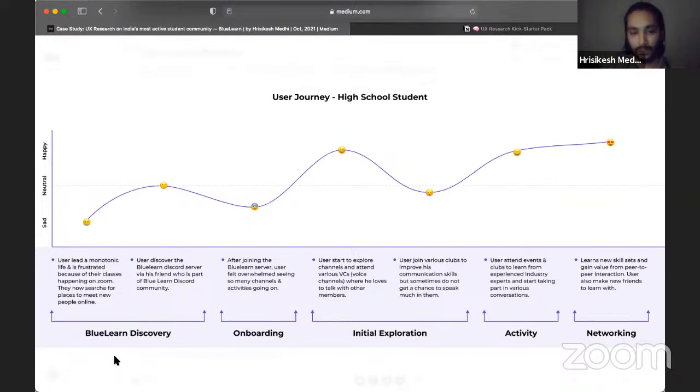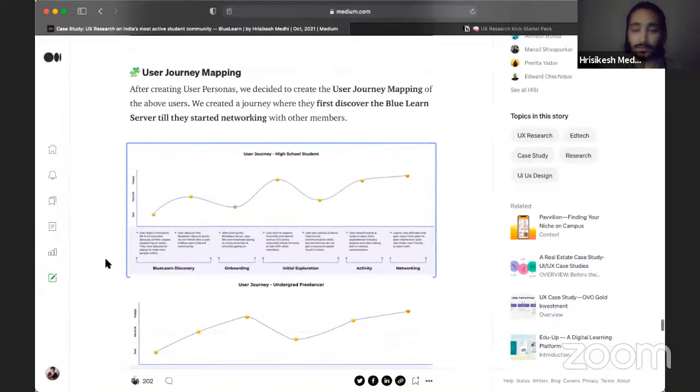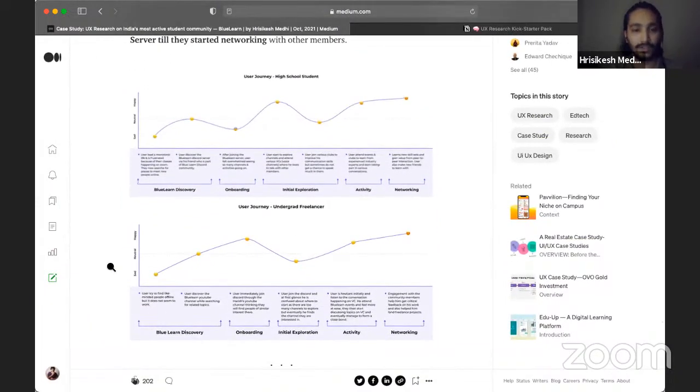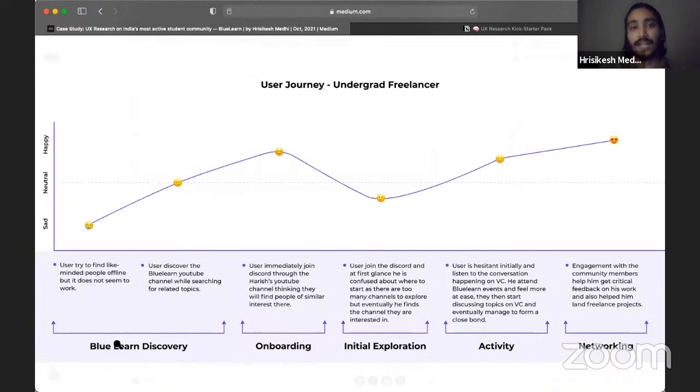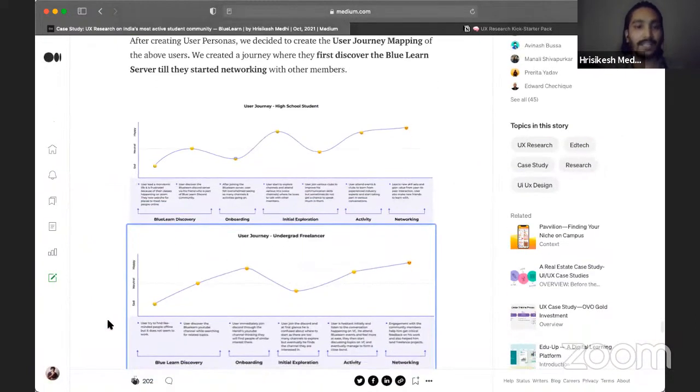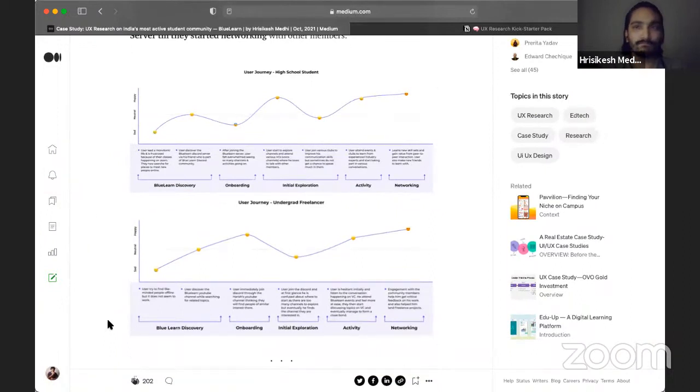Here below, we have listed the steps that a particular member might have taken in order to join the BlueLearn server in the first place. Then we have associated them with emotions: what were the emotions of that member or user while doing that particular activity or task? Some of you might have joined the BlueLearn server through one of Harish's videos. So here we show the entire journey from discovering BlueLearn to actually becoming one of the most active members in the server, and then carrying out your own actions.